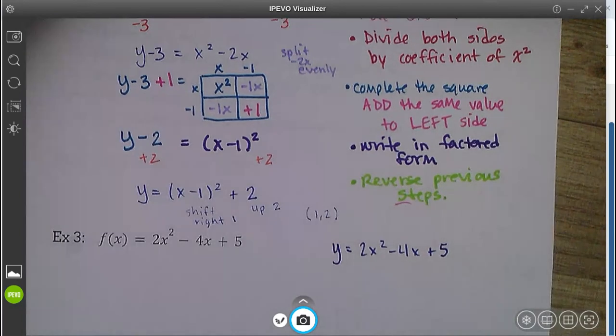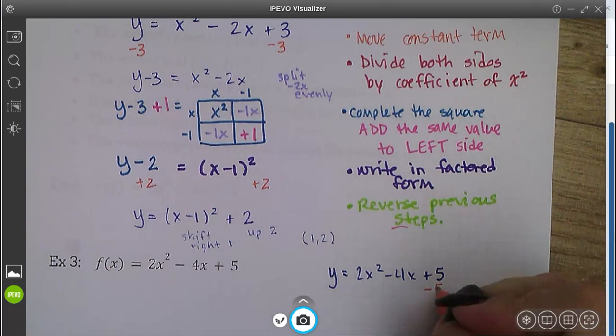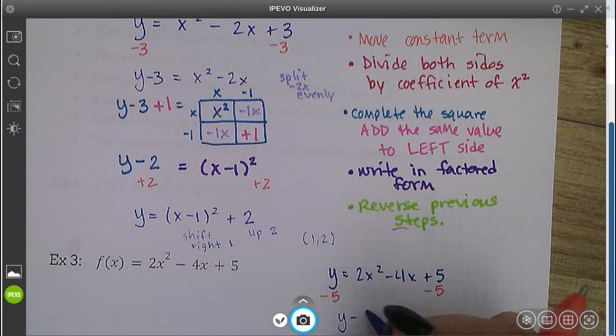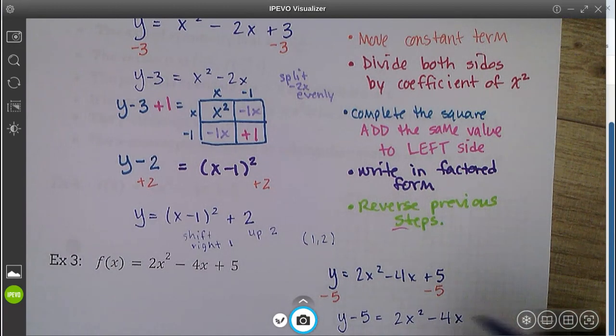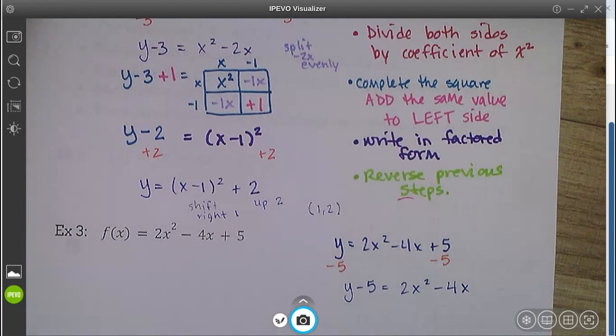So my first step was move the constant term. So I will subtract 5, subtract 5. So now I have y minus 5 equals 2x squared minus 4x. Okay. Divide both sides by the coefficient of x squared.